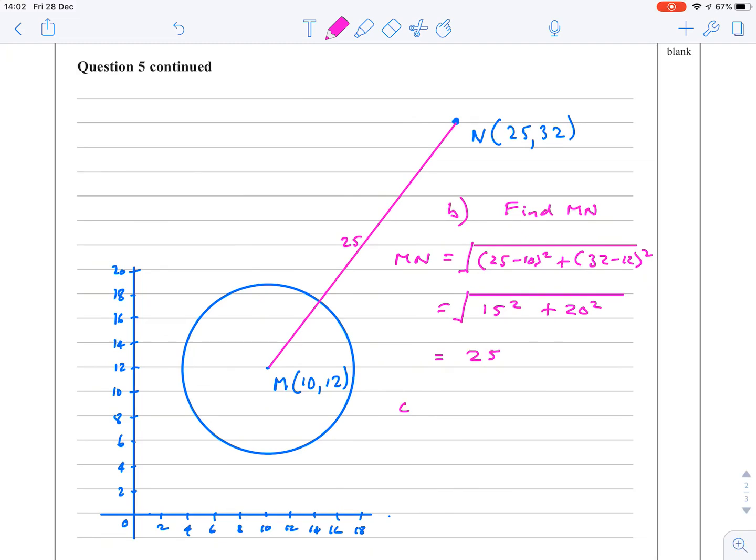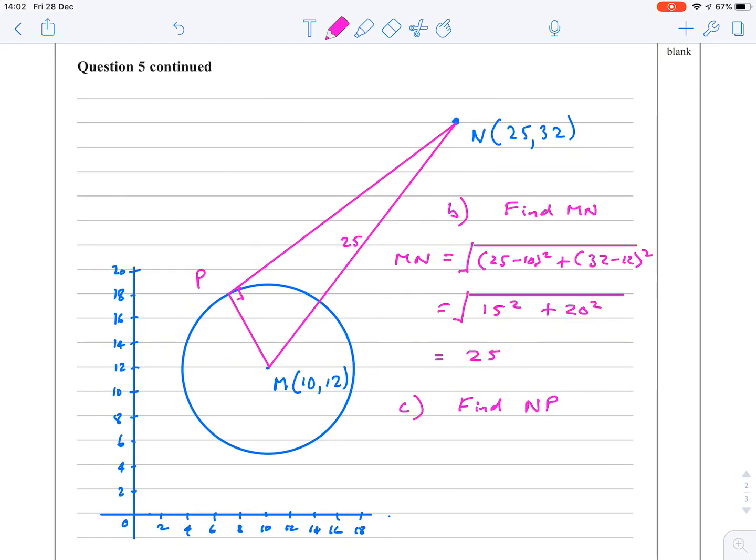Part C, we're looking to find NP. Now P is the point where a tangent from N touches the circle. I've got two choices. I could go either side of the circle, but tangents from a point are the same length, so it doesn't matter which one I use. So let me draw the tangent to here. And we'll call that the point P. And we're asked to find the length PN.